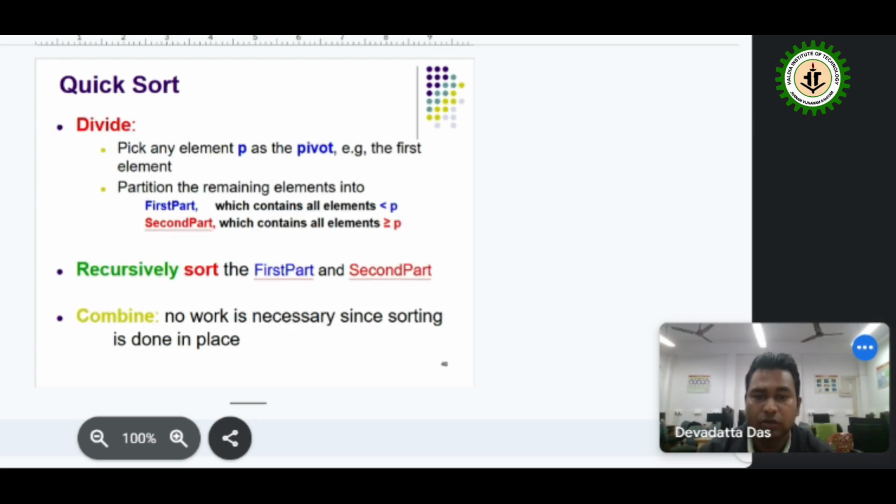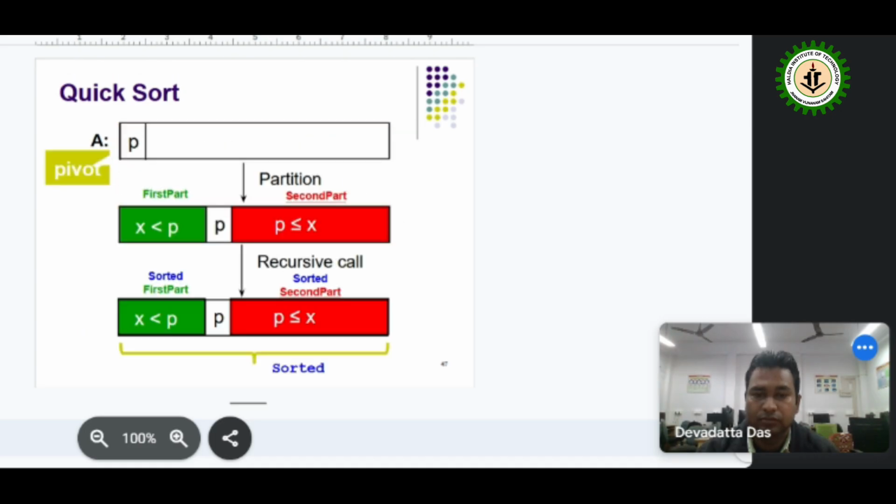So in quick sort, in the divide part, pick any element P as the pivot element. For example, the first element will be the pivot, and then partition the remaining elements into the first part, that means the left side, and the second part, that means the right side. Okay. Then recursively sort the first part and second part and then combine. No work is necessary since sorting is done in place. Okay. So in this slide, I'm showing just the details of the first slide.